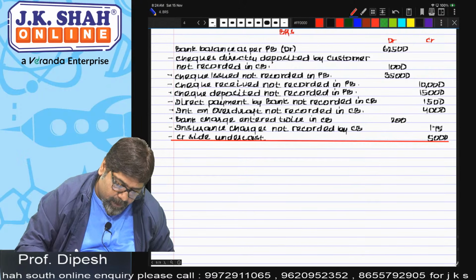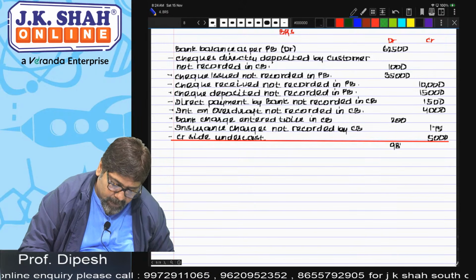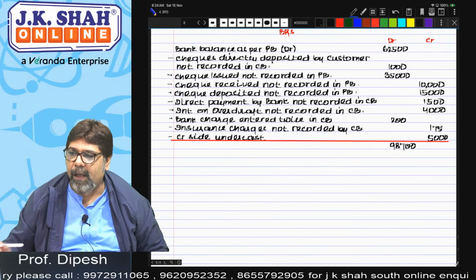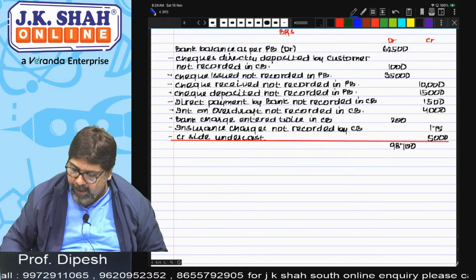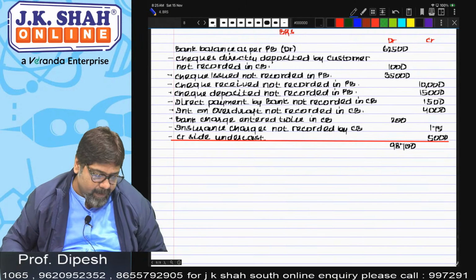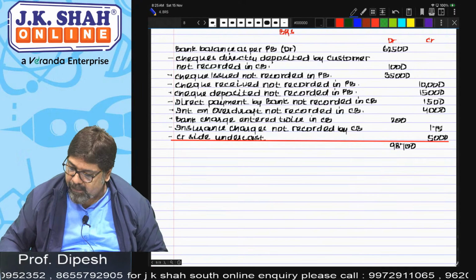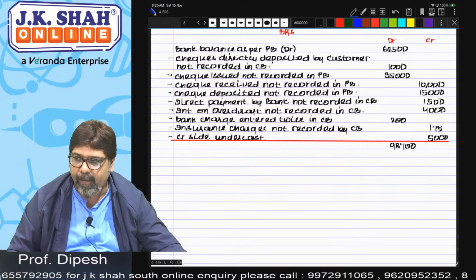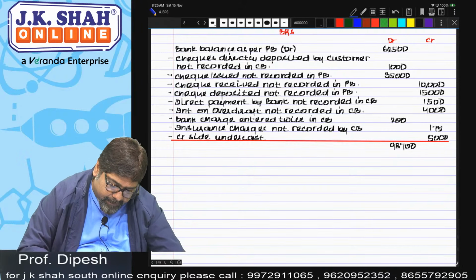Debit side total: very good. Thank you, 98,700. Then 10,000 plus 15,000 plus 1,500 plus 4,000 plus 175 plus 5,000. What is the total of the credit side? 35,675. Very good.